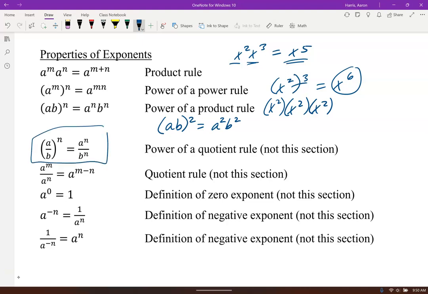Power of a quotient. So a to the n over b to the n, and then a to the m over a to the n is a to the m minus n. For example, x to the third over x squared.